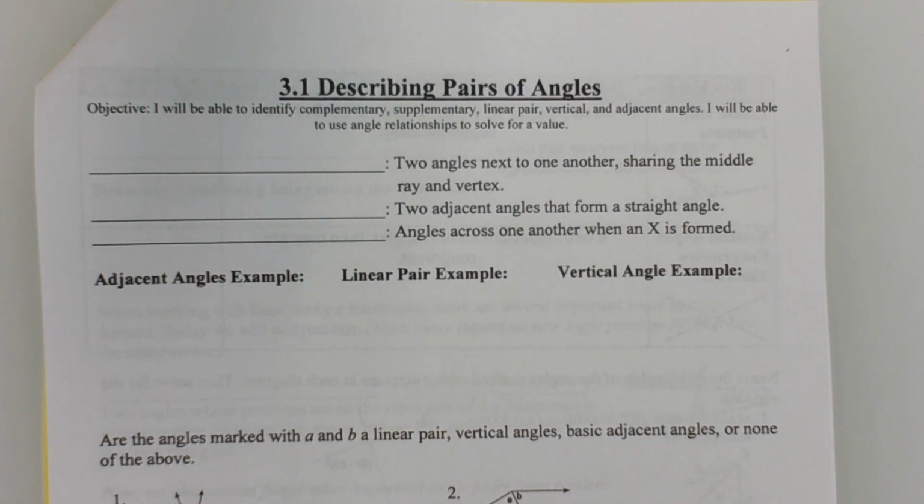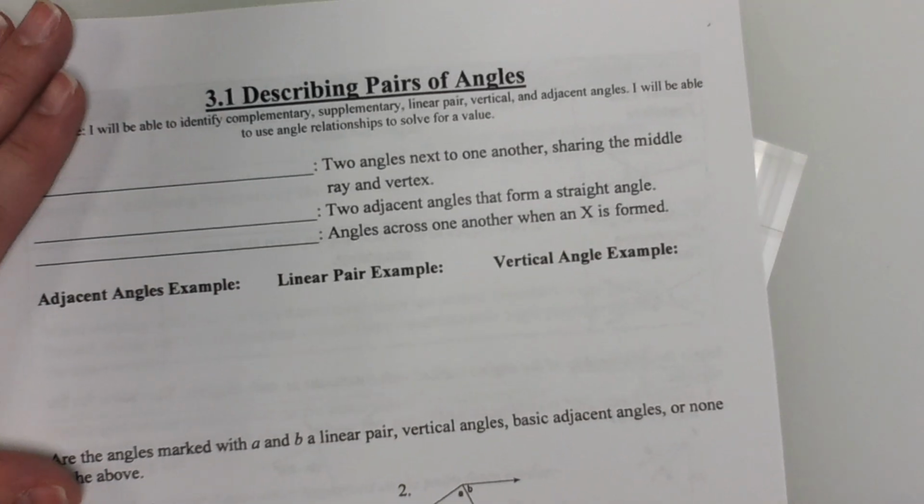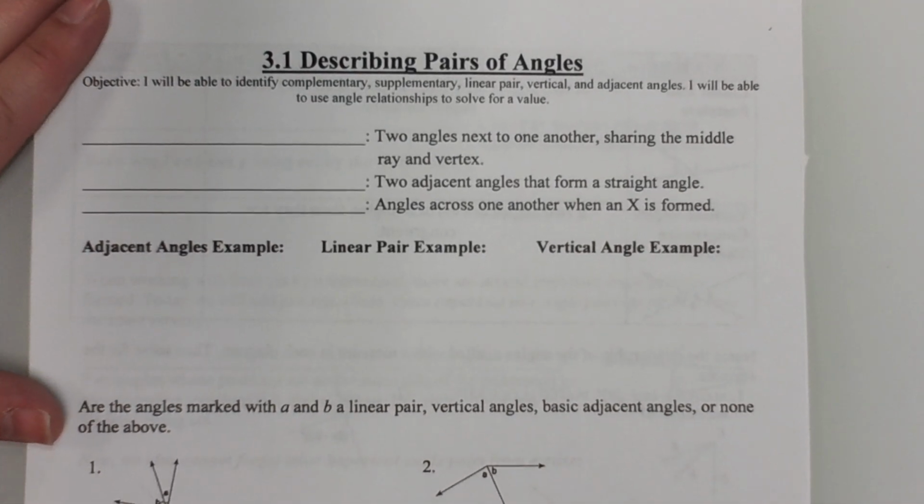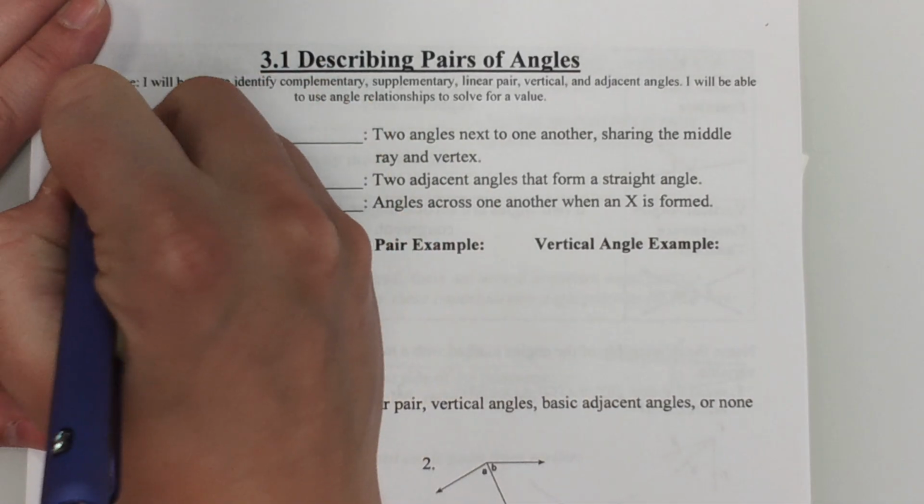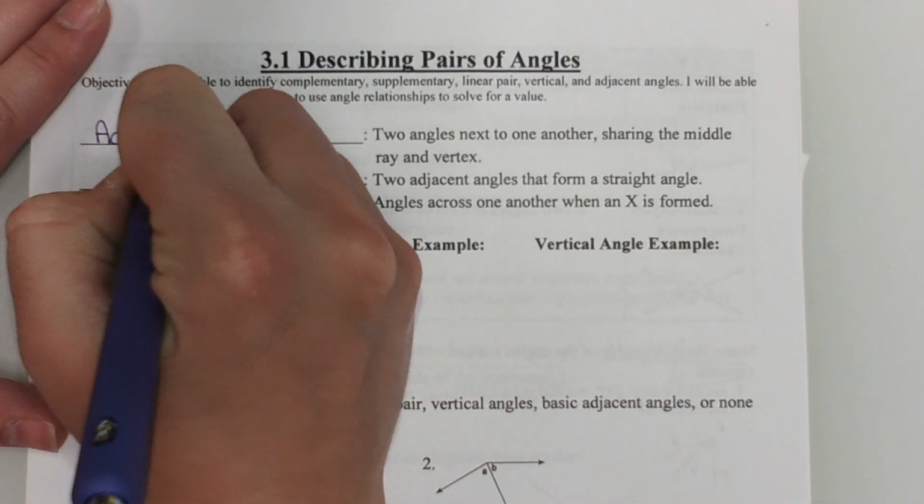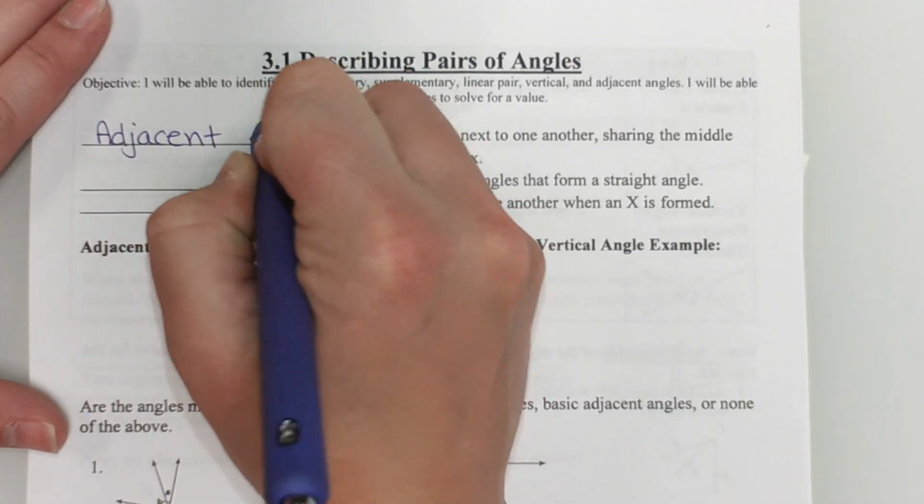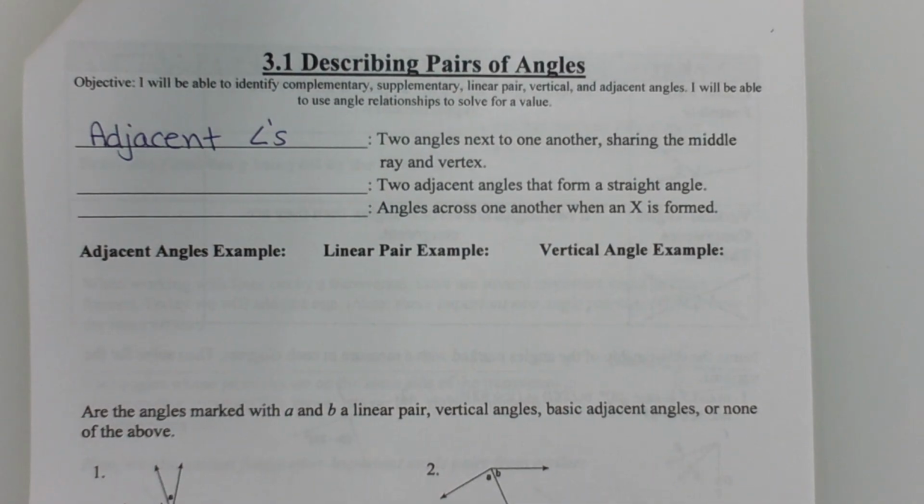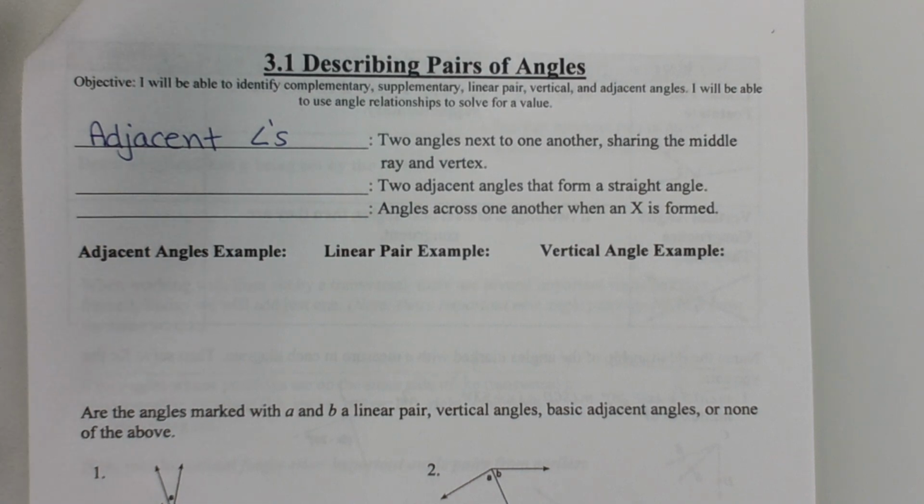Chapter 3 focuses a lot on dealing with angles, specifically angle pairs. So angles often work together to give us things that we can do with them. Some of these angle pairs we've actually seen already, we just haven't necessarily talked about them. Like the first one, adjacent angles. Adjacent angles are two angles that are next to one another that share a middle ray and a vertex.